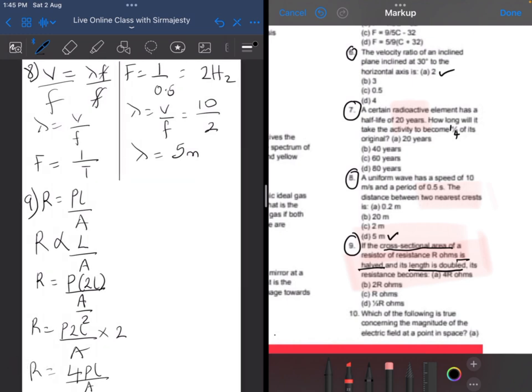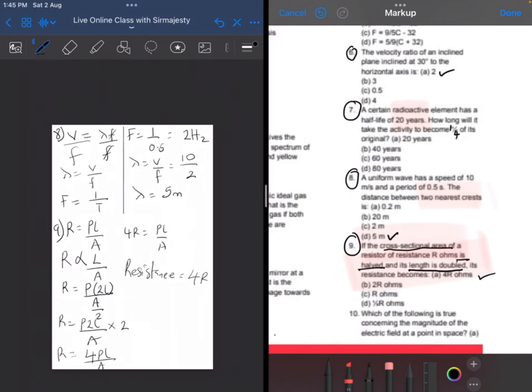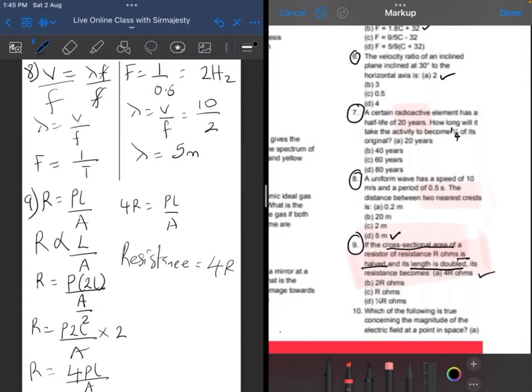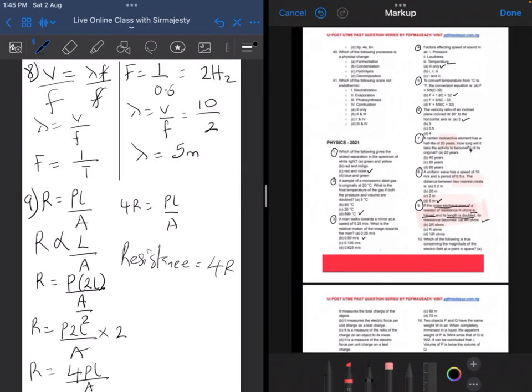Then automatically the new resistance is 4 times ρL over A, so our resistance becomes 4R, which is option A. Yes, I hope this is clear. Any confusion, please use the comment section.